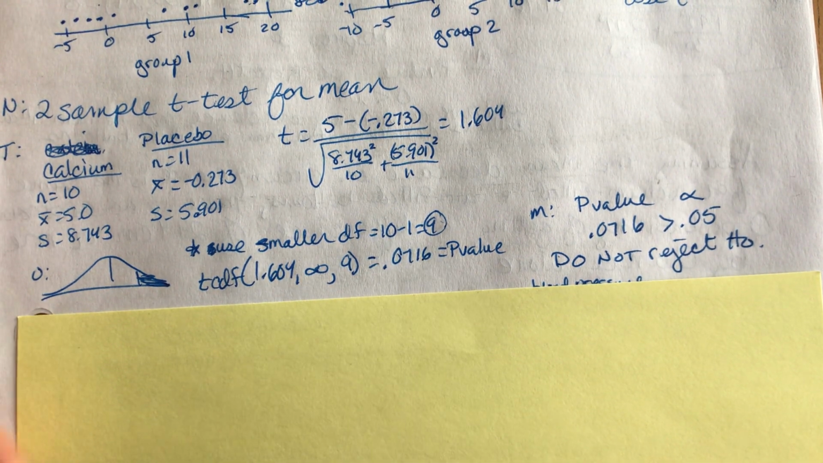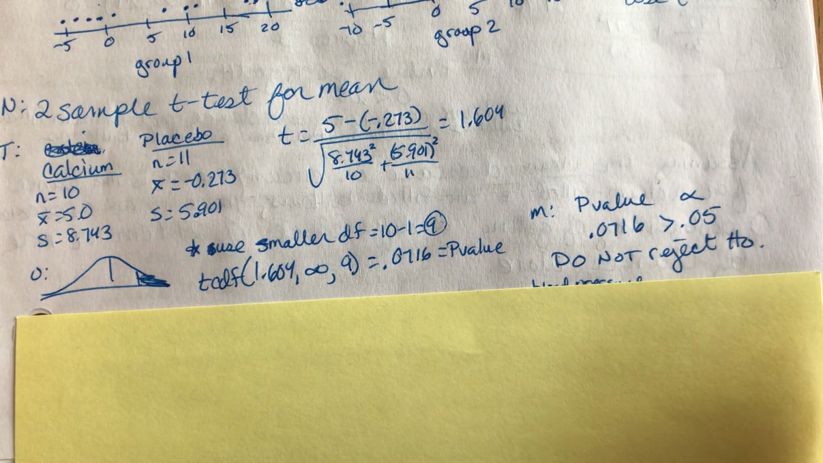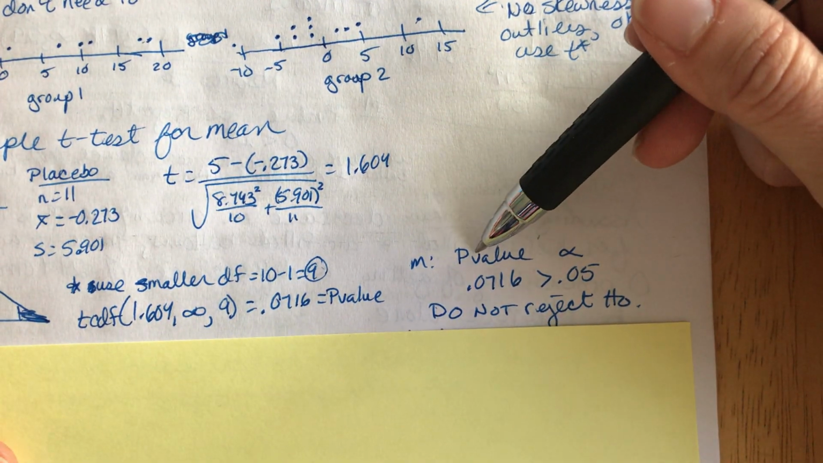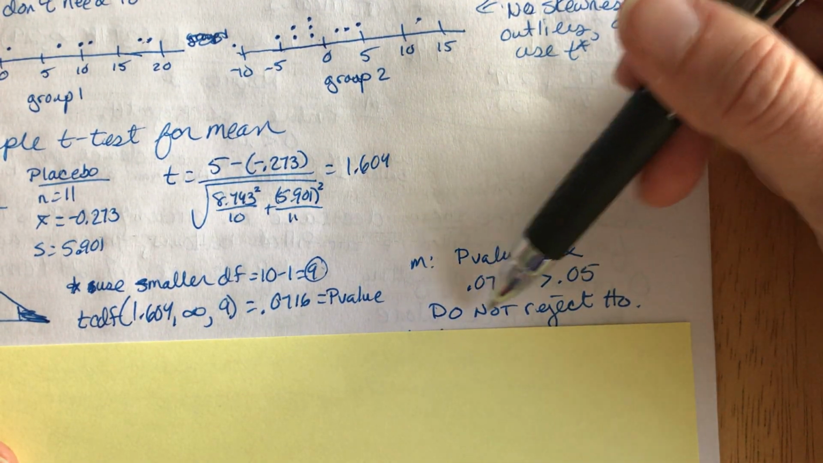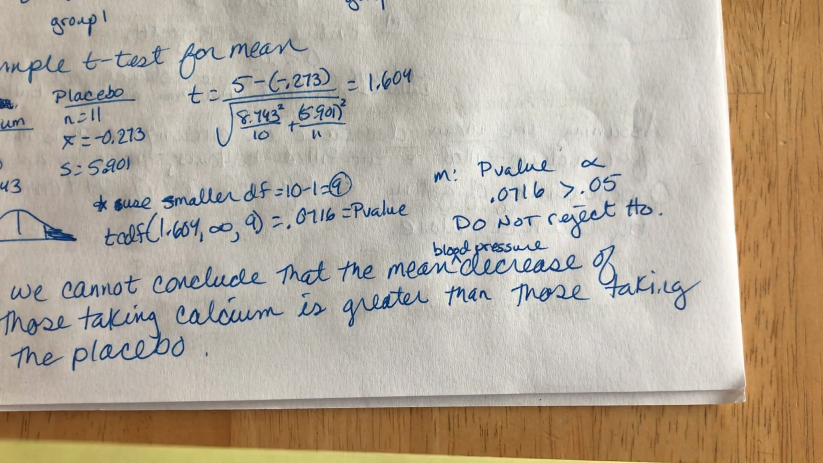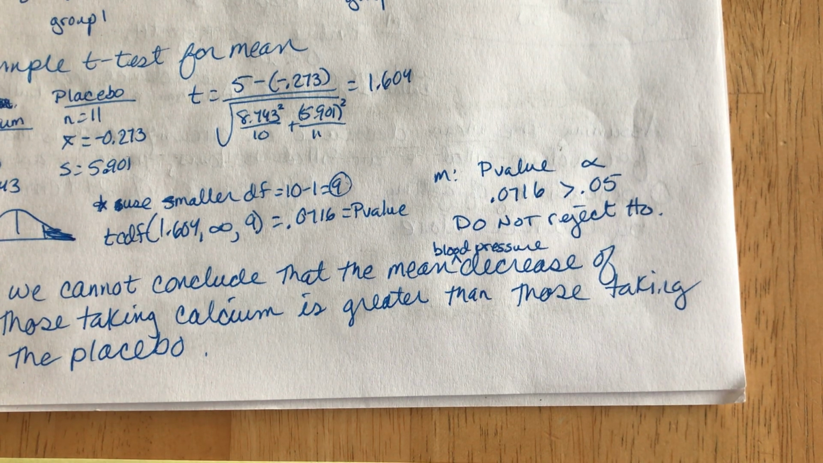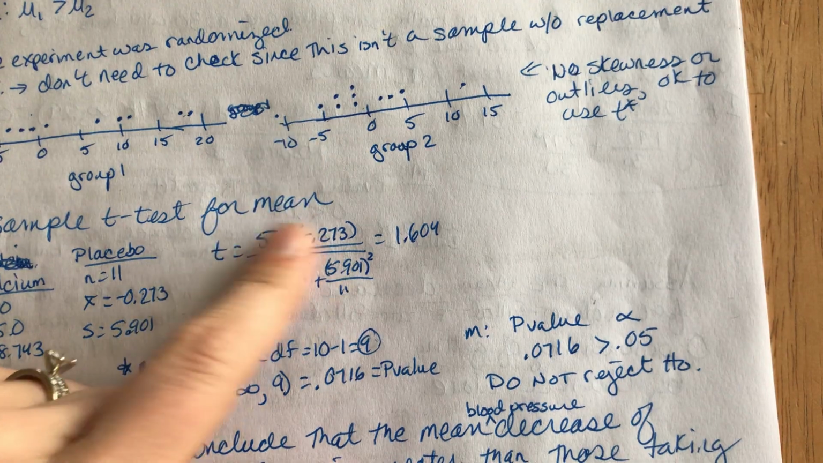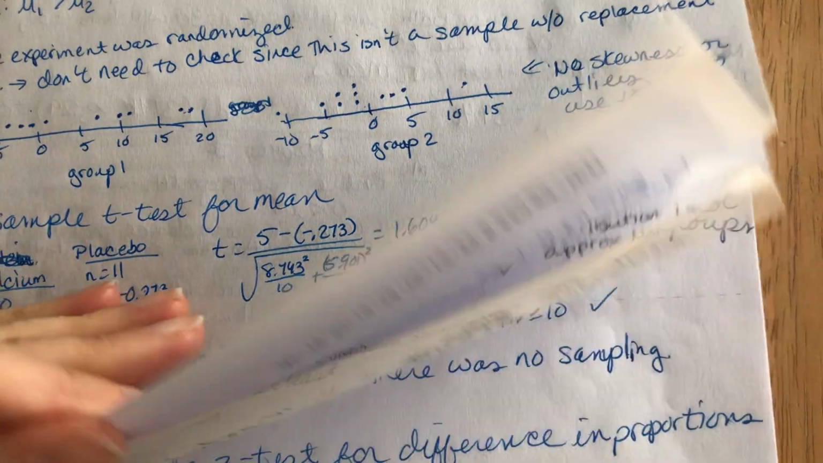Here's our p-value. Same deal as with every other thing. If it's a 2-tailed test, you have to double that p-value. Okay? So then I came over here. I compared my p-value to alpha. P-value is greater than alpha, which means do not reject the null. So our summary is we cannot conclude that the mean blood pressure decrease of those taking calcium is greater than those taking the placebo. Right? Even though it was different, it wasn't a big enough gap between the two to be statistically significant.